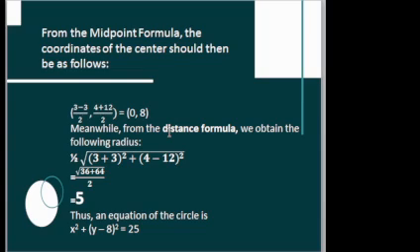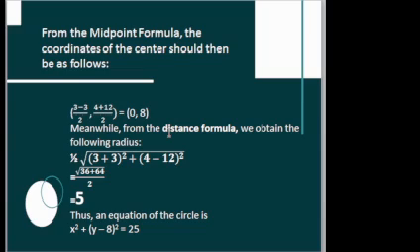Squared equals 25. Why is it 25? Because our r there, or the radius, is 5. And you are going to square 5, and that is 25. Because 5 squared is 25. Or 5 times 5 is 25.